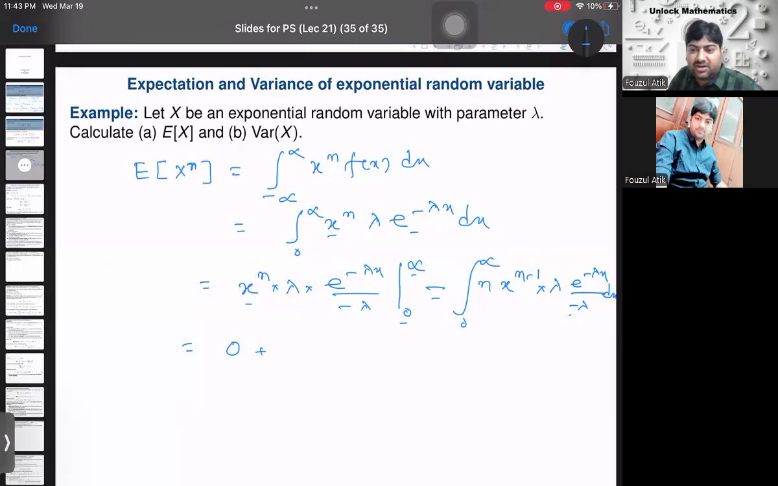And plus, what should I write? I'm just writing n by lambda. I'm not cancelling out, I'm taking n by lambda and integration 0 to infinity x to the power n minus 1 lambda e to the power minus lambda x dx. I have written it intentionally in this form. Lambda I could have cancelled out, but there is some reason. Now could you please see what this quantity is?